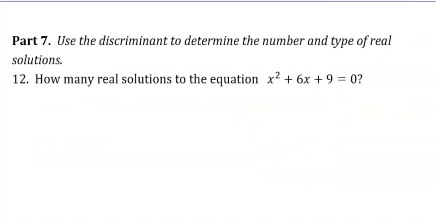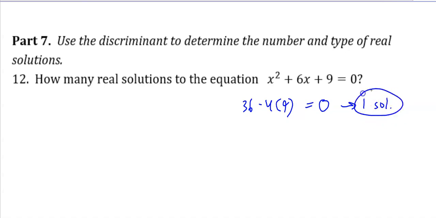So this one, just do the discriminant. Remember, b squared minus 4ac. So b squared is 36 minus 4 times 1 times 9. Oh wow, 36 minus 36 is 0. So when the discriminant is 0, there is one solution, one real solution.